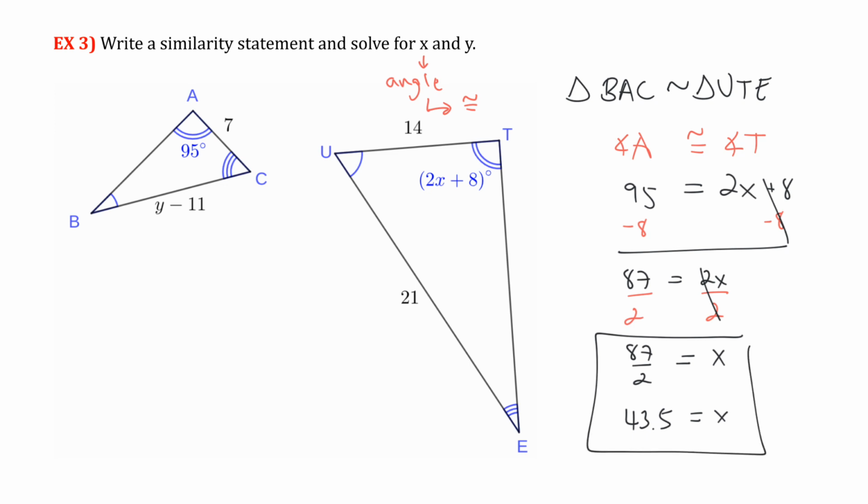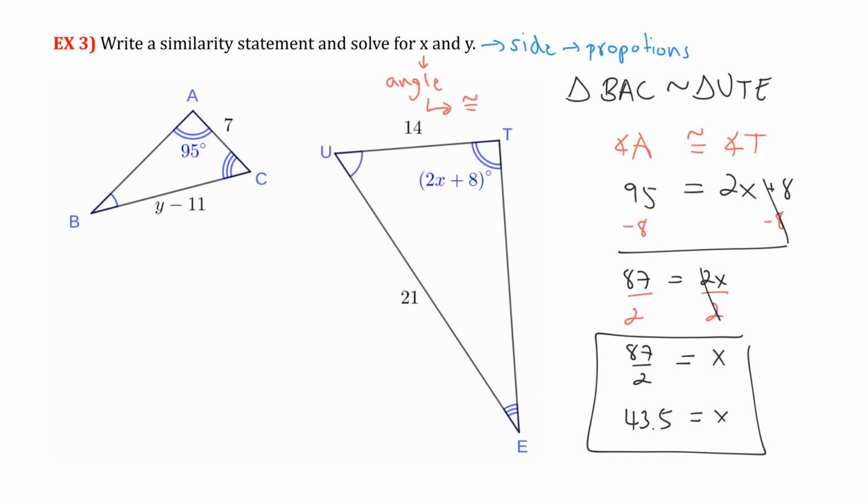All right, so that got us x, or we were able to solve for x. Now we need to actually solve for y. So taking a look at where y is, we have y minus 11, and notice how it represents a side, specifically side BC. Because y represents a side, again, from earlier, we know that sides are proportional. So in order to solve for y, we need to set up a proportion.